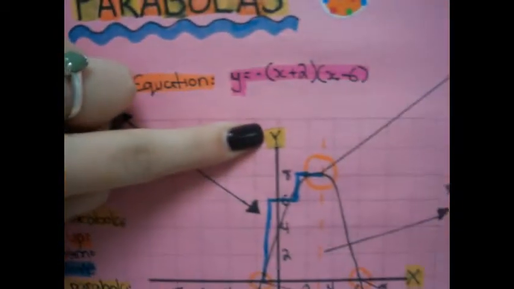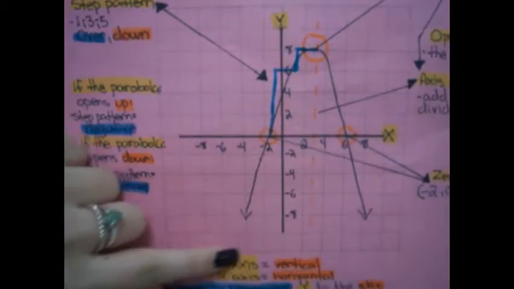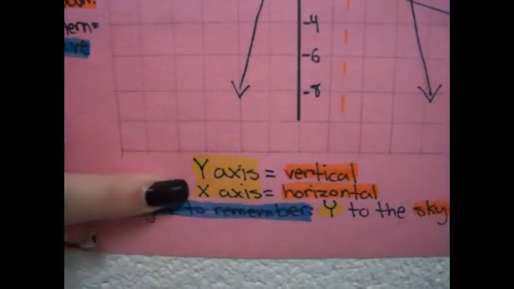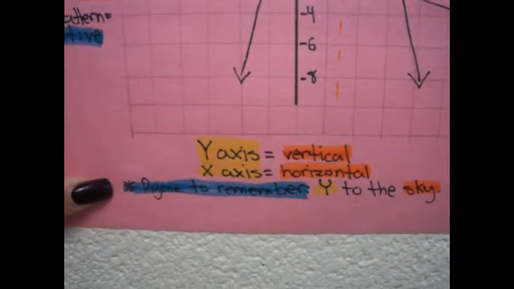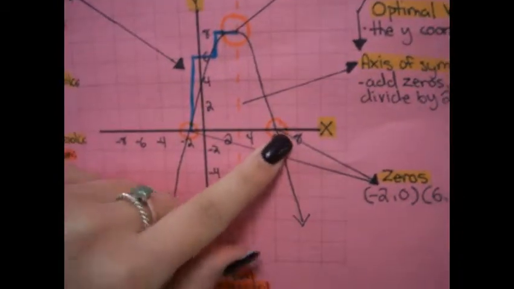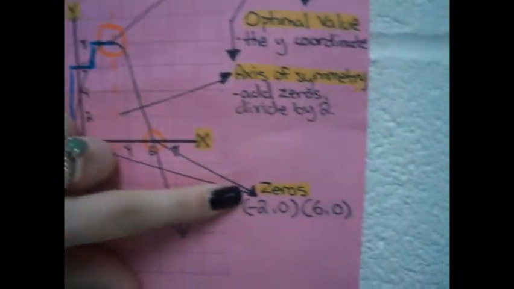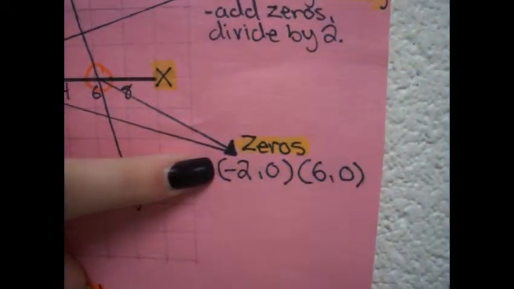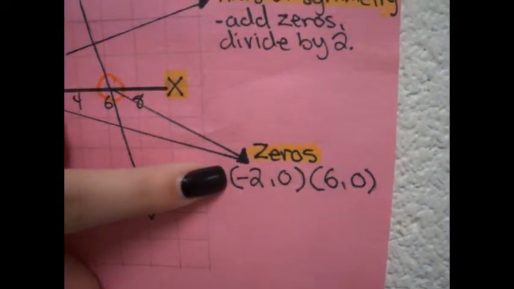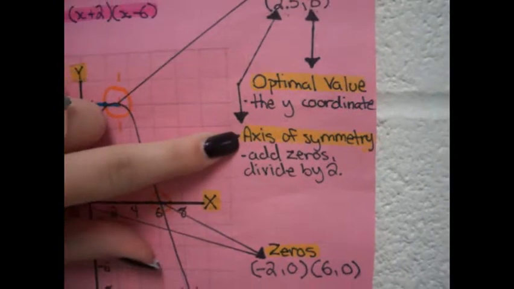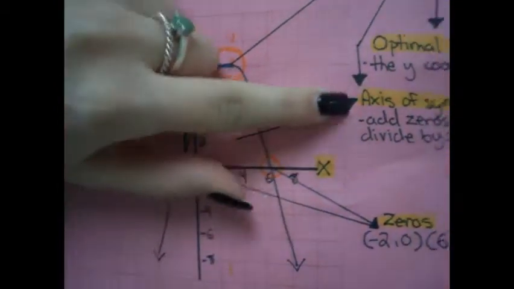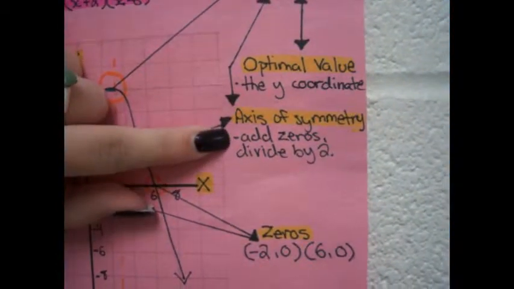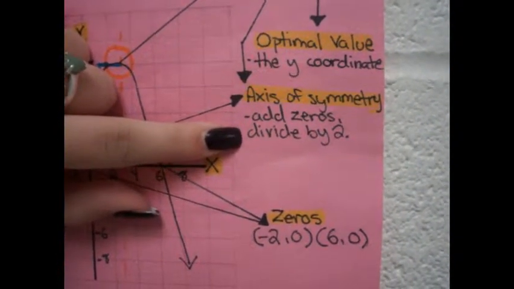Here's the y-axis, and here's the x-axis. For the y-axis, it's vertical, and for the x-axis, it's horizontal. A good rhyme to remember is y to the sky. The zeros are located here, and for our parabola, the zeros are (negative 2, 0) and (6, 0). The axis of symmetry is located right here down the middle. And to find the axis of symmetry, you add the zeros and divide by 2.